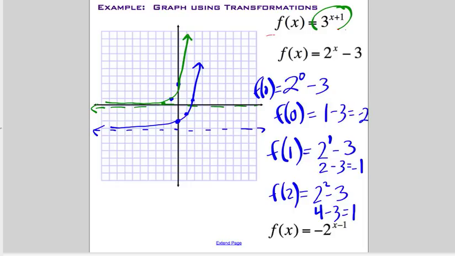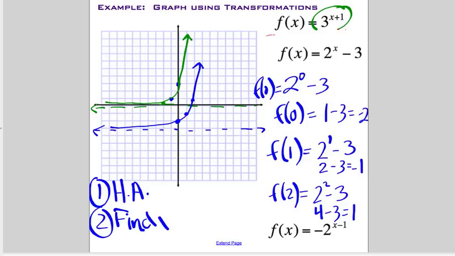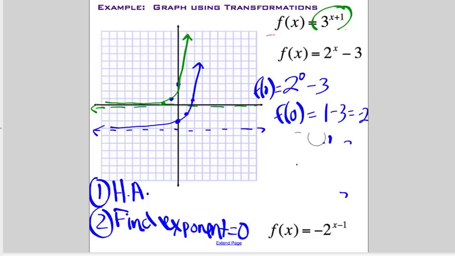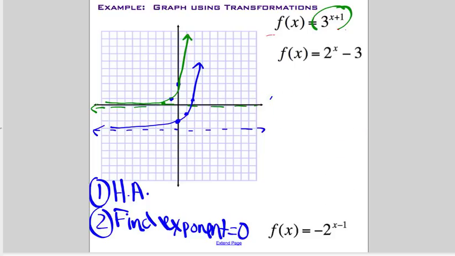Okay, so to summarize the graphing, the first thing is to find the horizontal asymptote. The second thing is to find where the exponent equals 0. That's always your starting point, and then you'll be able to graph some points nearby, like we did twice now, to find the other values. So let's try this one more time. Find the horizontal asymptote for this final function: negative 2 to the x minus 1.